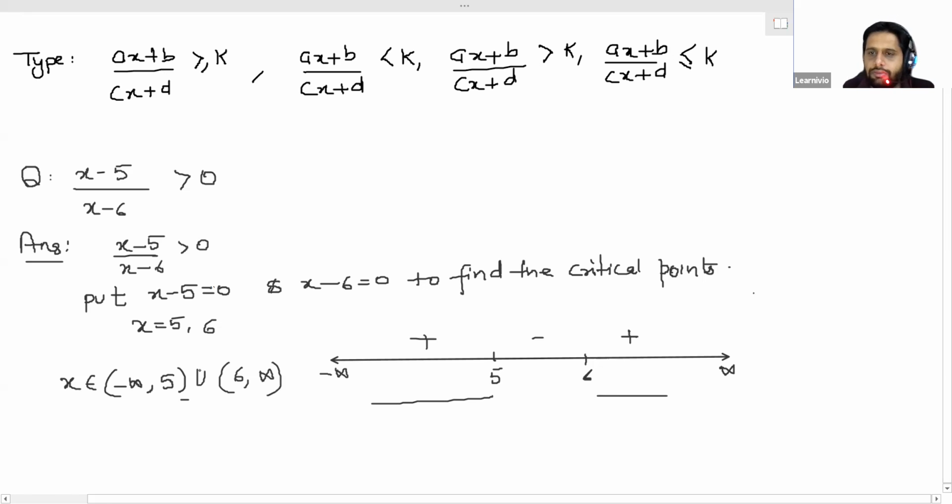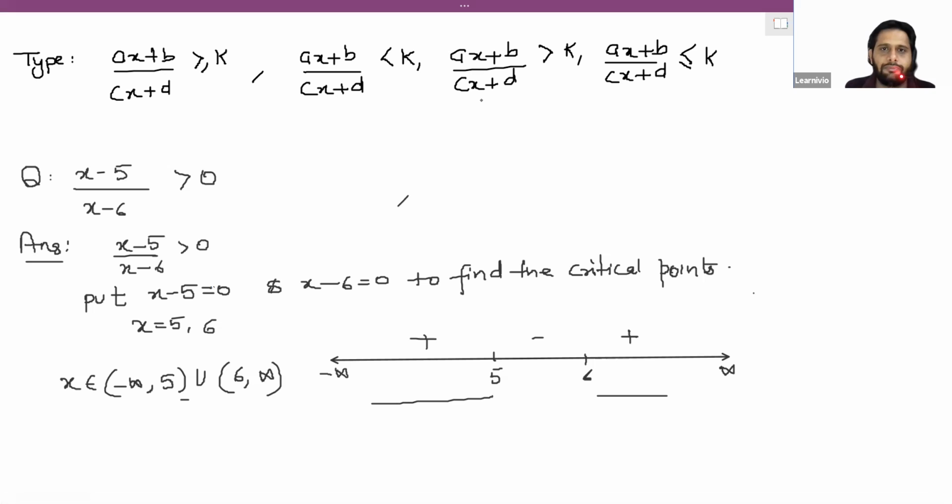This clear, Ikhra, Iram, Juan, Ishan? Any doubt in these types of questions? No reply, so I will consider this as yes. Okay, so we will try a next type of question.